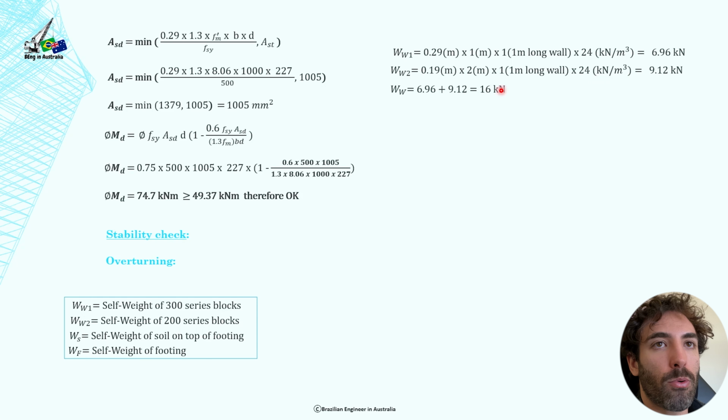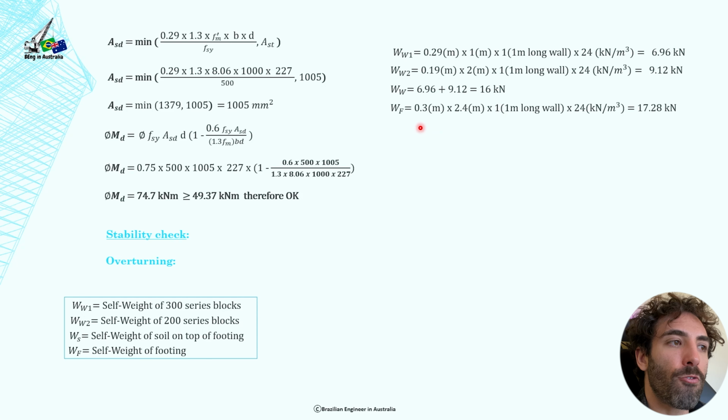That gives us 9.12. So the total self-weight of the wall is the summation of these both numbers, and it is 16 kilonewtons. Now the self-weight of the footing is 300 millimeters thick, that's 0.3 meters, times 2.4, I've got a 2.4 long footing, times 1 meter long wall, so it's 1 meter of footing into the page, times the unit weight of the concrete, we're just using 24 as well, that gives us 17.28.